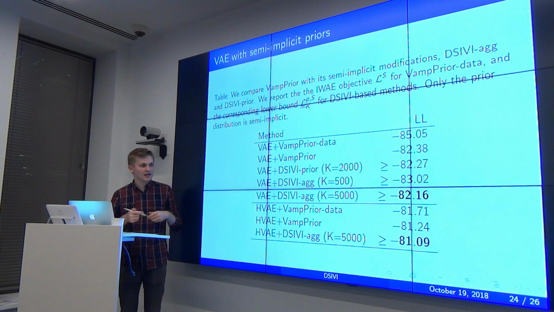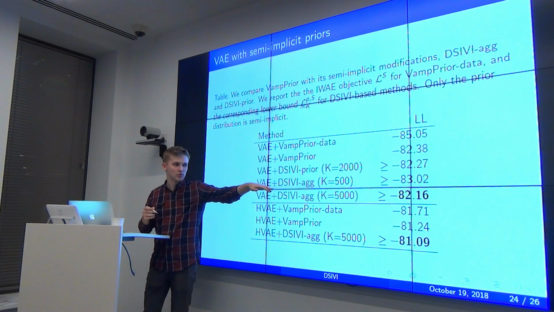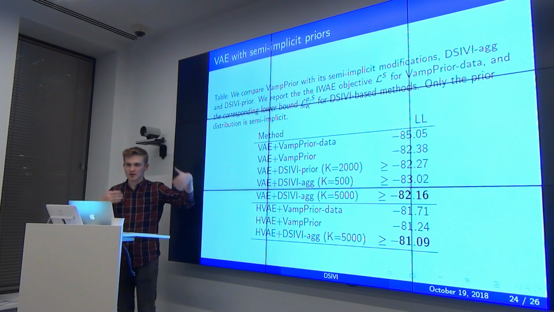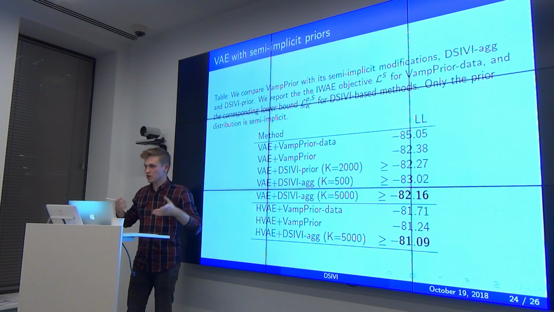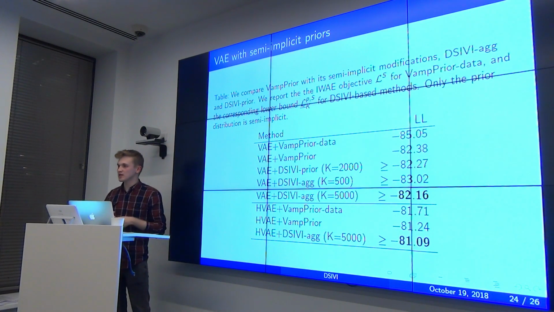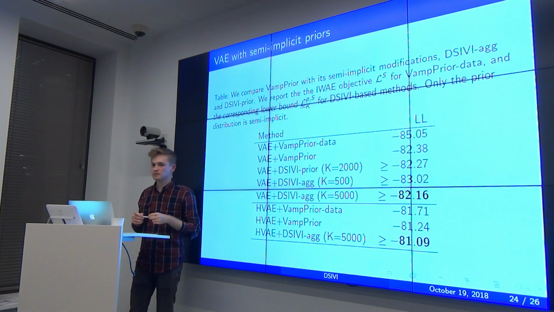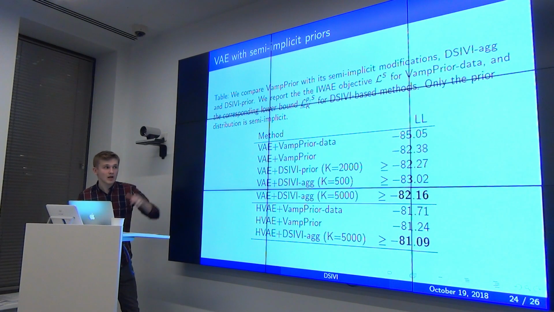I think we don't overfit here because we resample those 5,000 samples on each step. That gives us more variance in the gradients, and we just regularize it. And that was computed on the test set, right? Yeah, that's the test set.